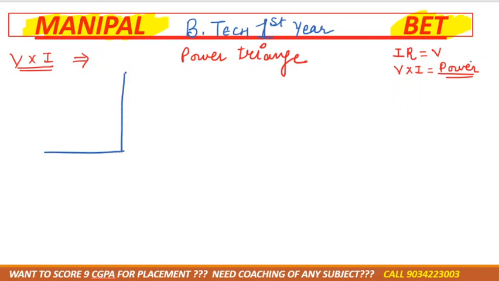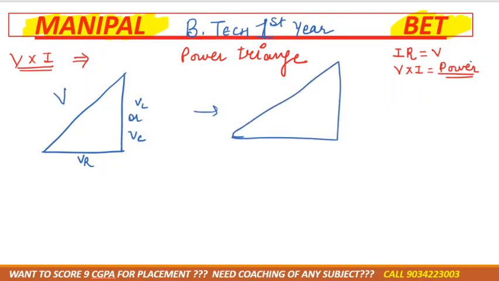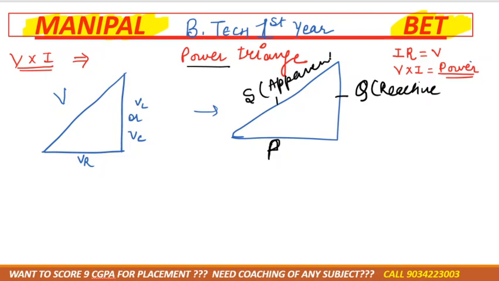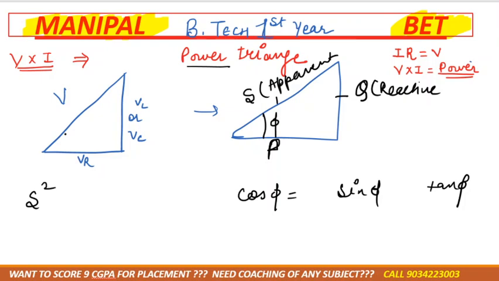Now back to the power triangle. Like we have the voltage triangle with VR, VL or VC, and V, from here we can get the power triangle. The power for the resistive load is active power, denoted by P. The power for the inductive or capacitive load is reactive power, denoted by Q, and the total power is apparent power, denoted by S. Here is phi, so cos phi, sin phi and tan phi you need to calculate. Again apply the Pythagoras theorem: S squared is equal to P squared plus Q squared. Cos phi is equal to P by S. Similarly, tell me sin phi and tan phi.